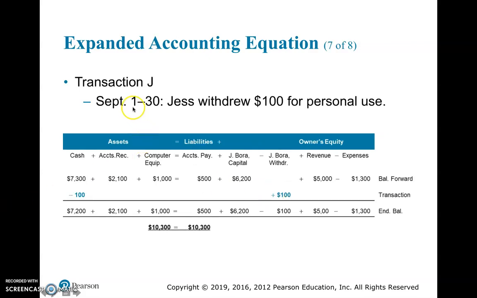In transaction J, the owner, Jess, withdrew $100 for personal use. And remember, withdrawal is not an expense. It's a different owner's equity component. In this case, cash decreases by $100, and the effect on owner's equity is a reduction. So reduction on the right-hand side of the equation, reduction on the left-hand side of the equation, this equation stays in balance.